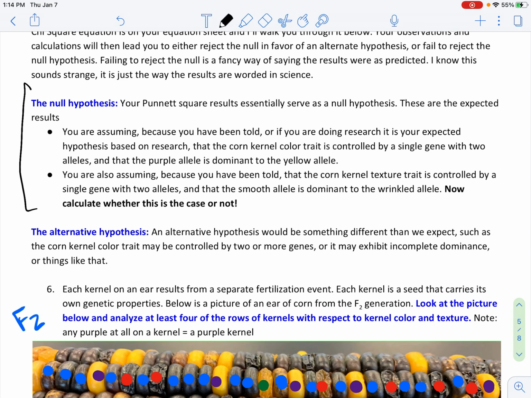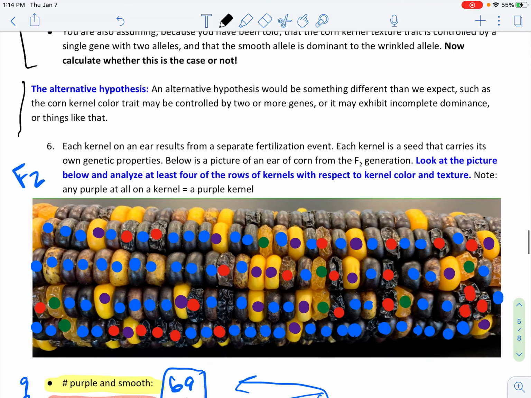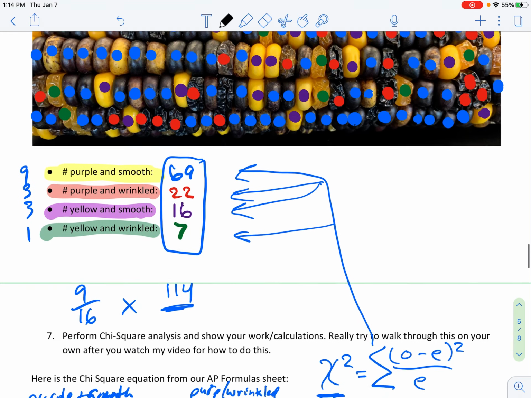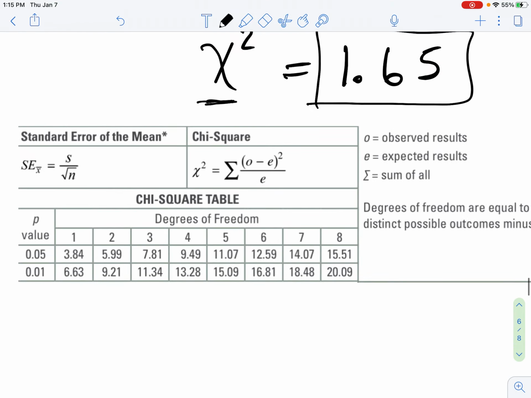Okay, if that number tells us that we're too far off, then we have to come up with an alternative hypothesis, which would be like, maybe there's 3 genes involved. Maybe purple's not completely dominant to smooth, and so on. All right. So I just took a screenshot of the chi-square section from our formula sheet. We already used the formula. So now we have to read the table.